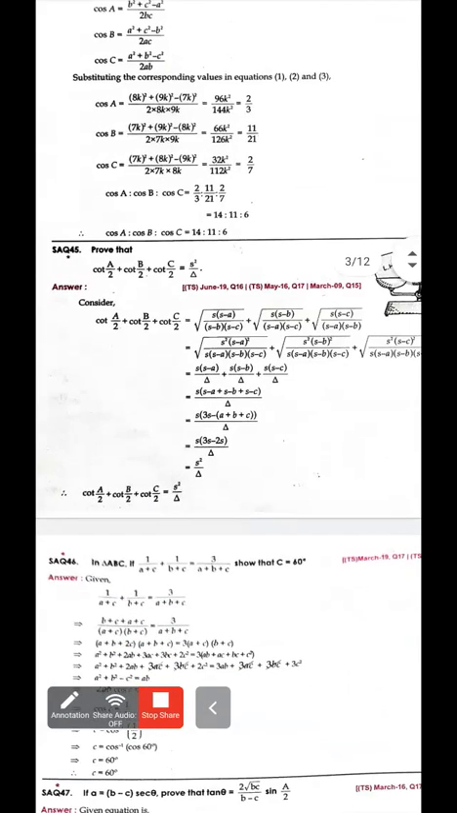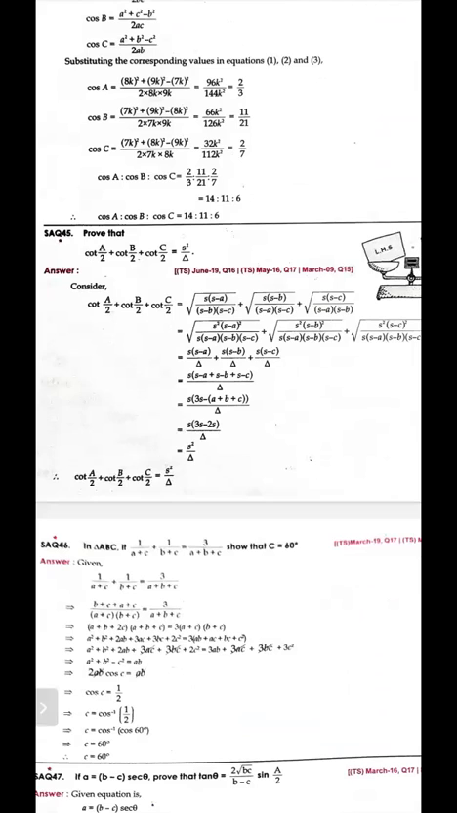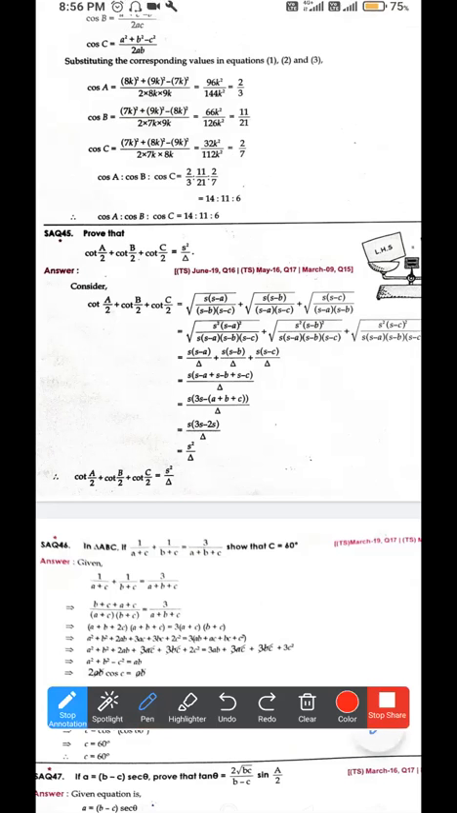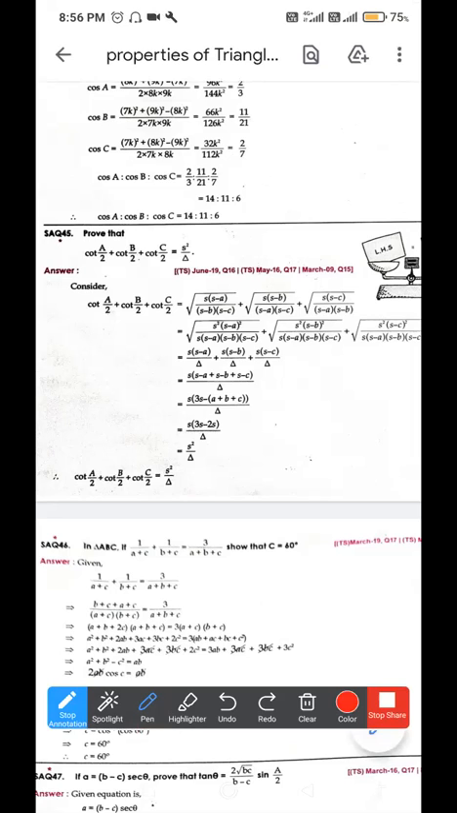Next one, prove that cos A by 2 plus cos B by 2 plus cos C by 2 is equal to S square by delta. So we have to use the half-angle formula. What is the formula? Cos A by 2 can be written as root of S into S minus a by b into c, plus cos B by 2 is nothing but root of S into S minus b by a into c, and cos C by 2 is nothing but root of S into S minus c by a into b.